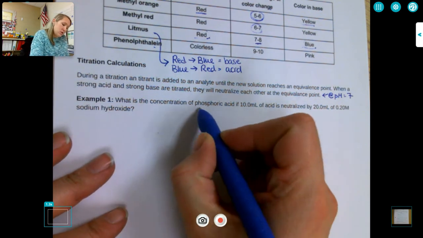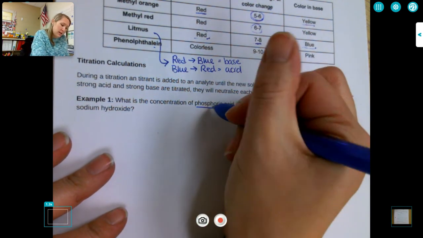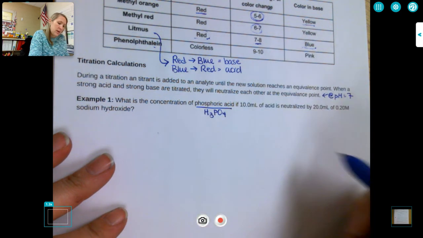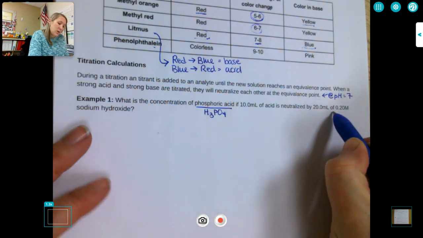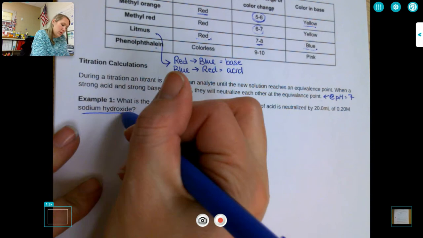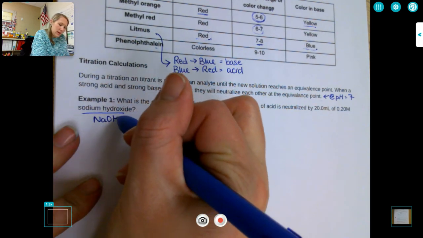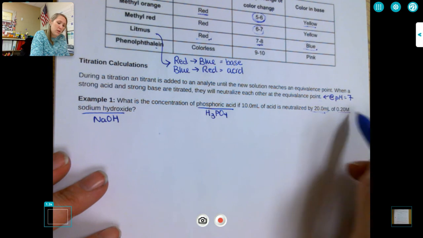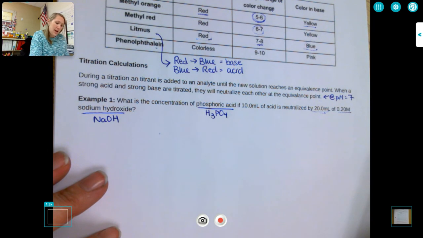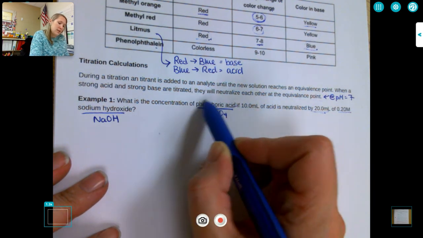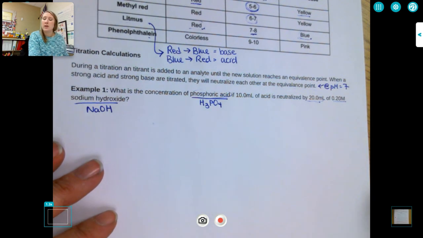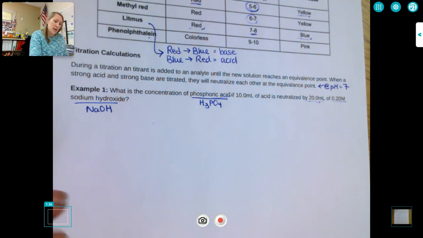So what is the concentration of phosphoric acid? Phosphoric acid comes from phosphate, H3PO4, if it's neutralized by 20 milliliters of a 0.2 molar sodium hydroxide, NaOH. So if I know my volume of my base added, and I'm trying to figure out the concentration of my phosphoric acid, well, this is like I've already calculated and grabbed the data. I've gathered data from doing a titration. Now I'm just plugging it in.